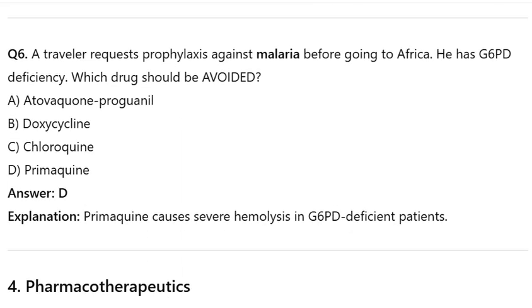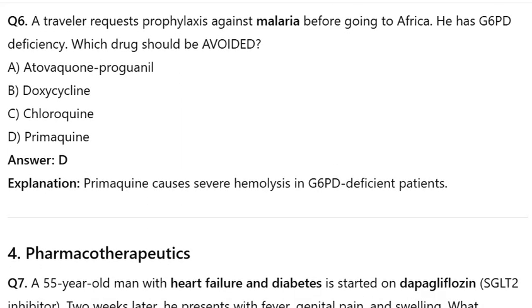Q6. A traveler requests prophylaxis against malaria before going to Africa. He has G6PD deficiency. Which drug should be avoided? A. Atovaquone-proguanil. B. Doxycycline. C. Chloroquine. D. Primaquine. Answer D. Explanation. Primaquine causes severe hemolysis in G6PD deficient patients.